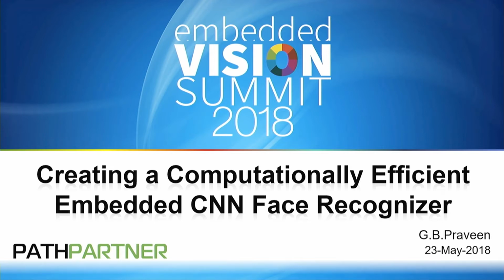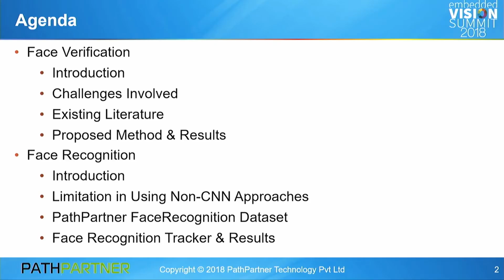Ladies and gentlemen, good evening. I'll be presenting my work on how we have come up with a computationally efficient, embedded-friendly CNN for face recognition tasks. The agenda is as follows. The objective is to build a low-complexity CNN for face recognition tasks. Face verification is an implicit part of it. I will introduce the problem, face verification, and the challenges involved in building a robust face verification system, and the state-of-the-art work in this domain. Then I'll compare it with my proposed method, and then I extend this to a face recognition problem and provide our accuracy on the PathPartner face recognition data set. With that, I'll conclude my talk.